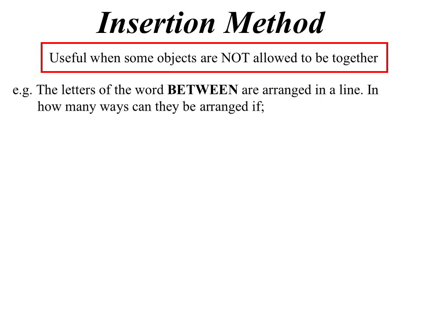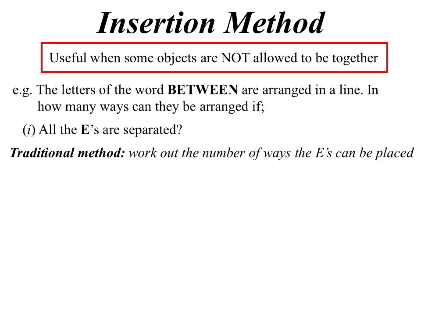The letters, this may have even been a question in one of the exercises, I think. The letters of the word between are arranged in a line. How many ways can they be arranged if all the E's are separated? Well, the traditional way is I'd look after the restriction first. I'd go, how many ways can the E's be placed? They say, well, here's all the spots I could put them. Now they have to be separated.